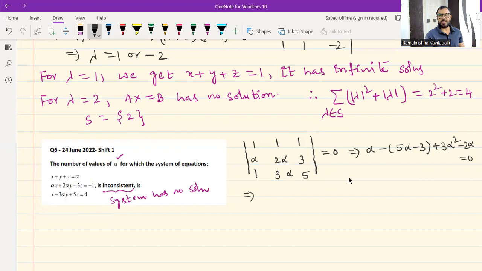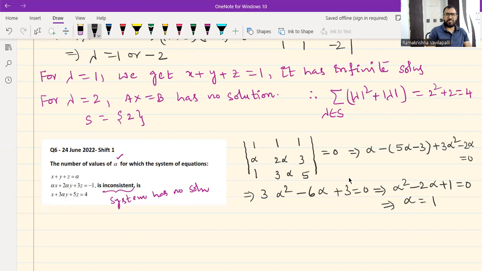So this implies 3 alpha square, minus 5 alpha, minus 2 alpha, minus 7 alpha, plus alpha, so minus 6 alpha, and plus 3. By cancelling by 3, you will have alpha square minus 2 alpha plus 1 equal to 0. So we got only one value, alpha equal to 1. But we do not yet know that for this value the system is inconsistent, because when det is 0, the system may have infinite solutions or no solution at all. So for that, we substitute alpha equal to 1, or you can use Cramer's rule. This is the delta.